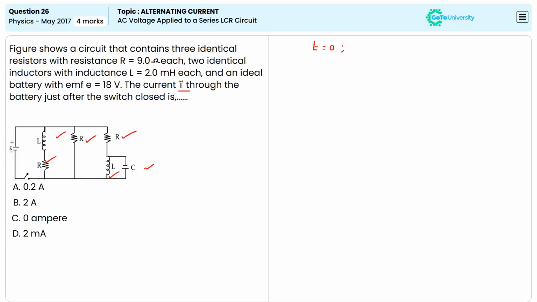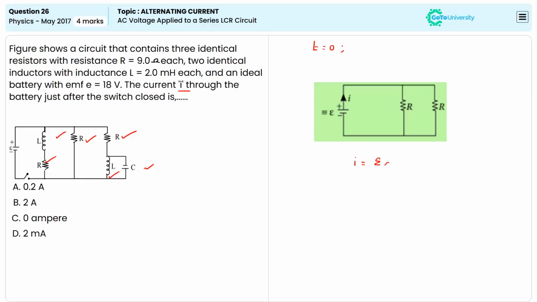So in the equivalent circuit of the given circuit, the current from the battery can be calculated using the formula I is equal to E divided by R, whereas E is the EMF from the battery, which is given as 18 volt in the question, whereas R is representing the total resistance of the circuit. We have two resistances which have the same amount of resistance, 9 ohm. So the total resistance will be equal to R divided by 2.